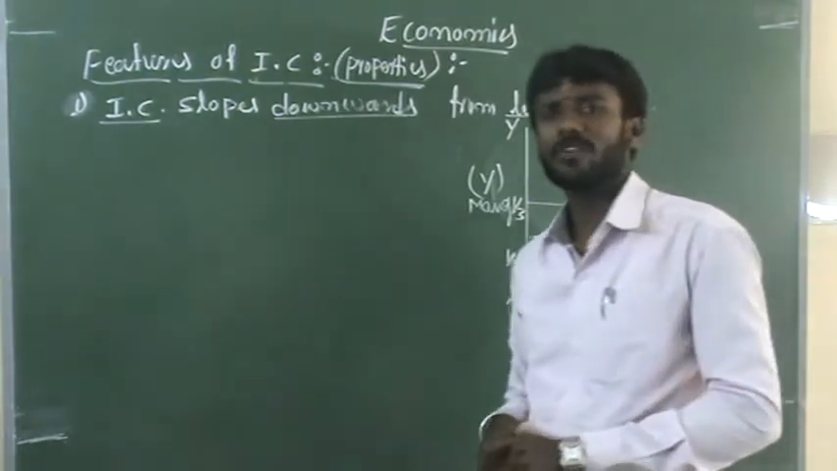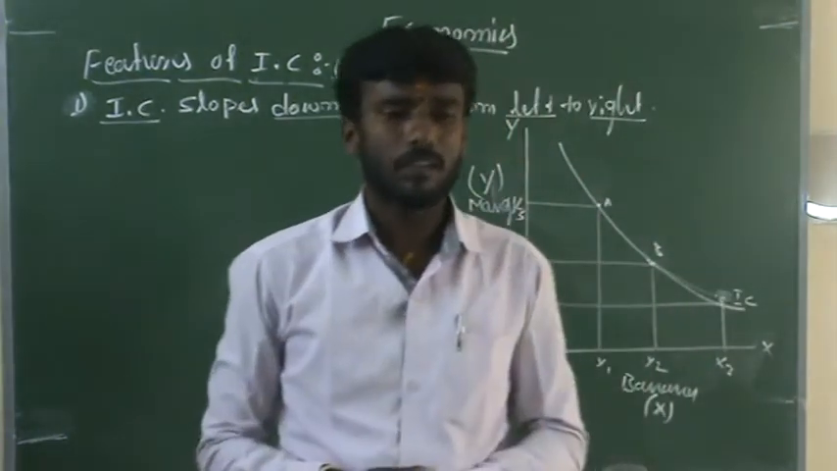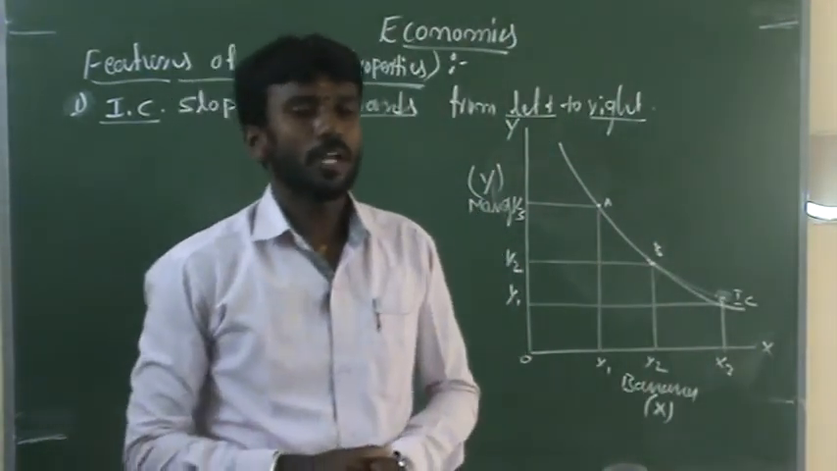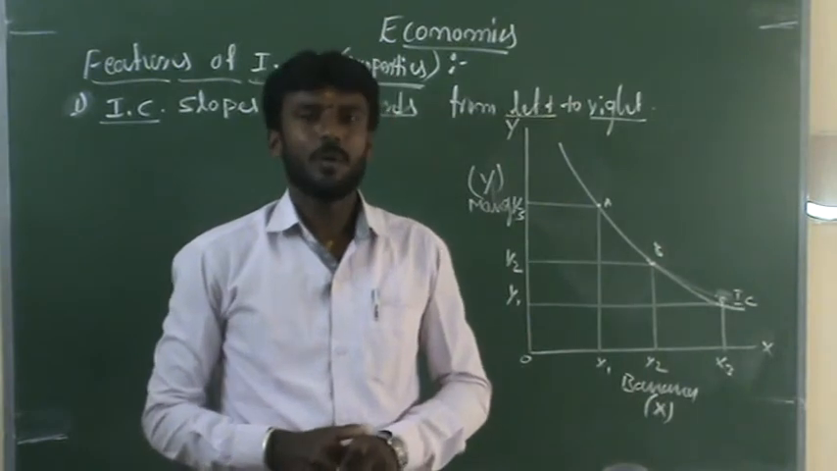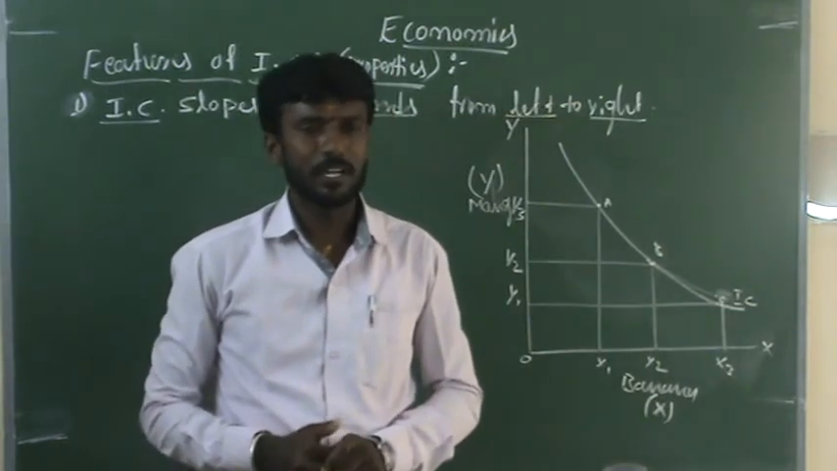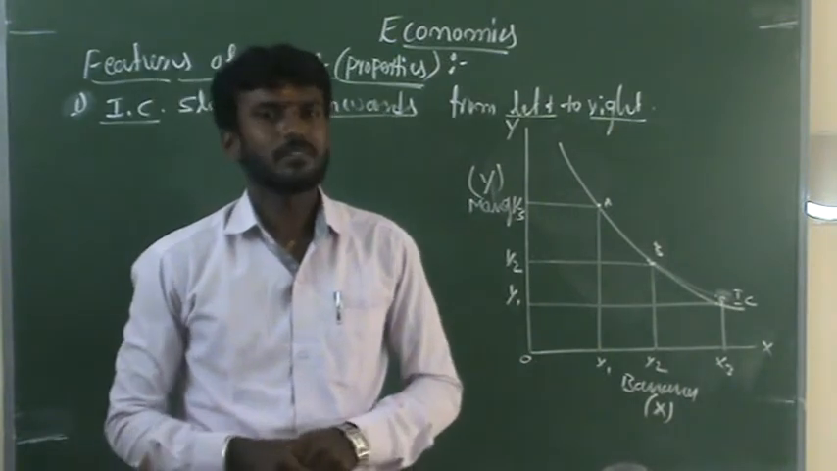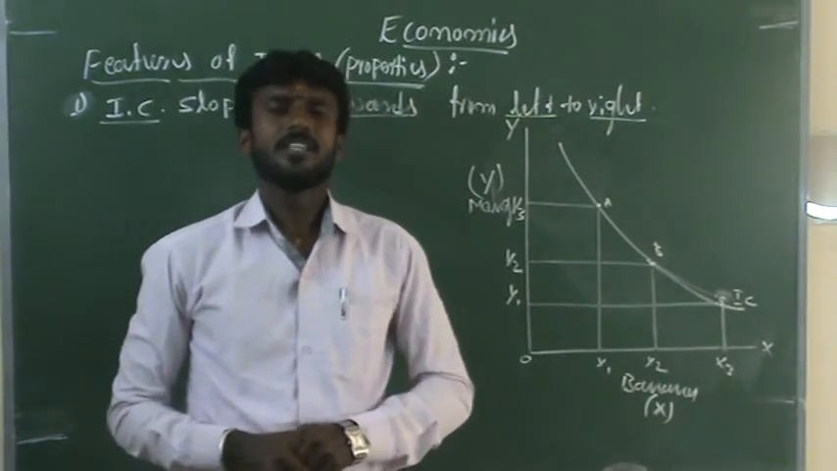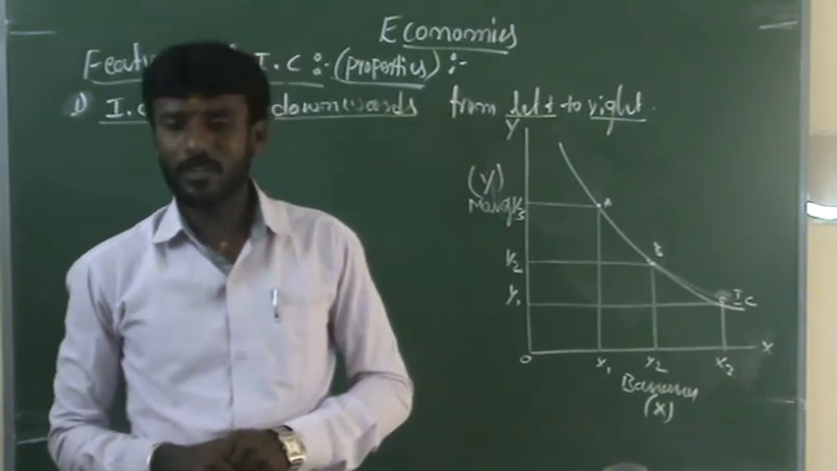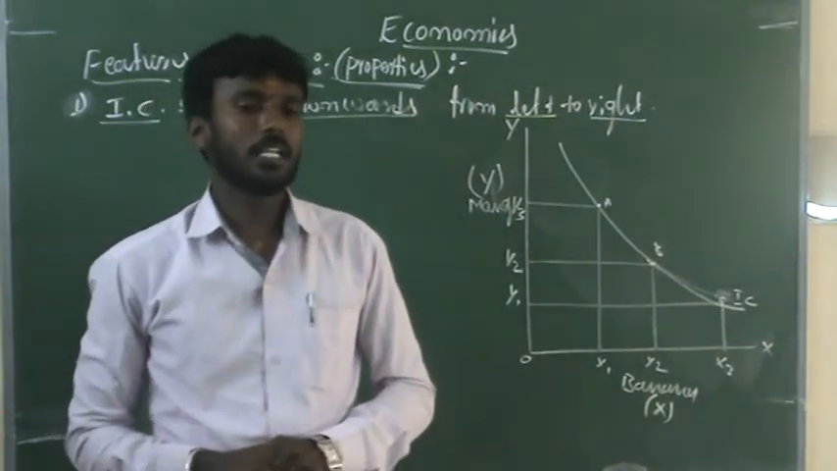Yes, in economics the indifference curve always slopes downward from left to right. Why? Because the concept of the indifference curve is completely based on, or depends upon, MRS, marginal rate of substitution, and MRS or indifference curve has a negative slope.